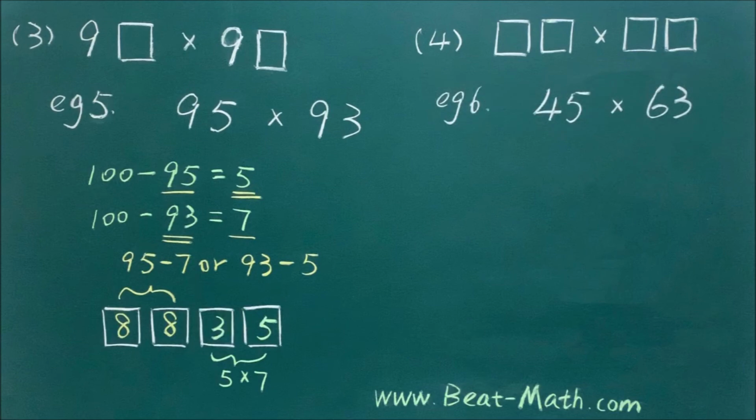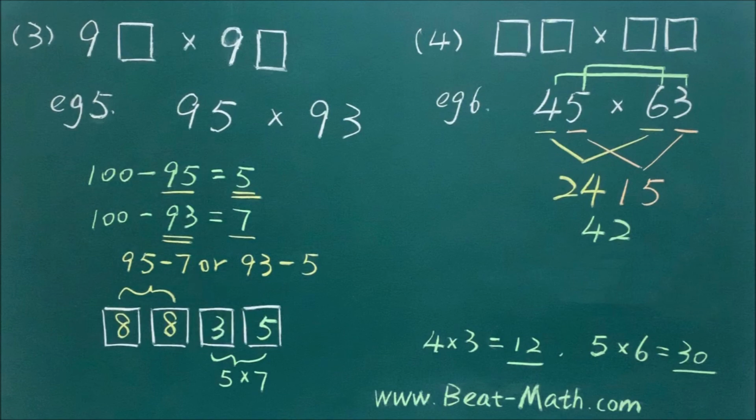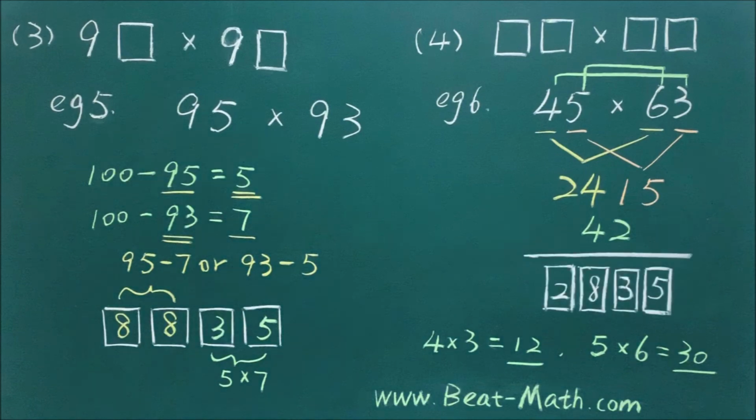First, the product of 5 and 3 is 15. Then 24 is the product of 4 and 6, which should be written before 15, so we get the new number 2,415. But it's not finished yet. The product of 4 and 3 is 12, and the product of 5 and 6 is 30. The sum of 12 and 30 is 42. Now the last step is to add 42 to 2,415 and get 2,835. That's the final result.